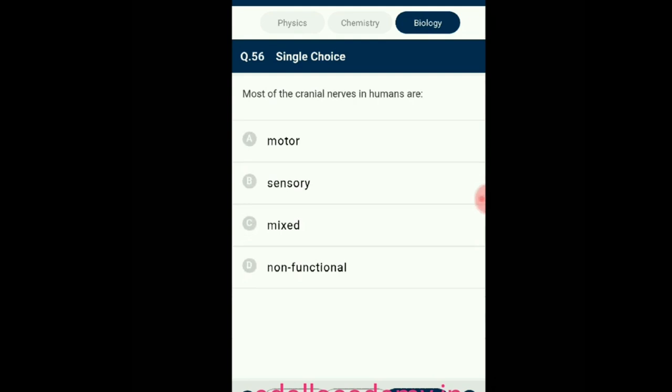Question number 56. Most of the cranial nerves in humans, there are 12 pairs of cranial nerves. There are 3 pairs of sensory cranial nerves, first, second, and seventh. There are 5 pairs of motor cranial nerves. There are third, fourth, sixth, ninth, and 12th. There are 4 pairs of mixed cranial nerves such as 5th, 7th, 10th, and 9th. So the answer for this question is option A, motor.